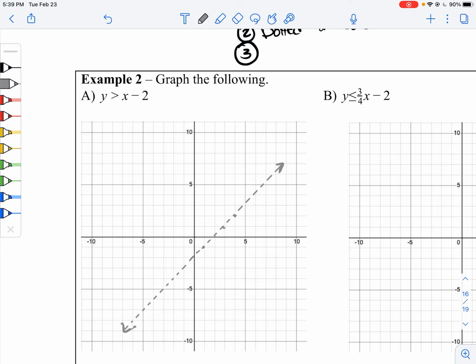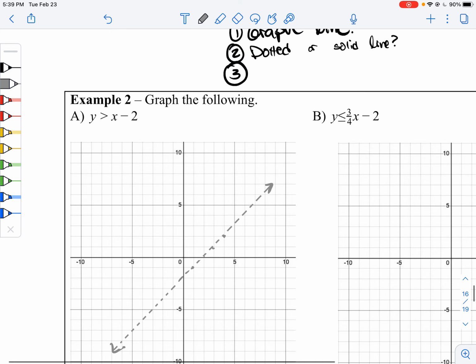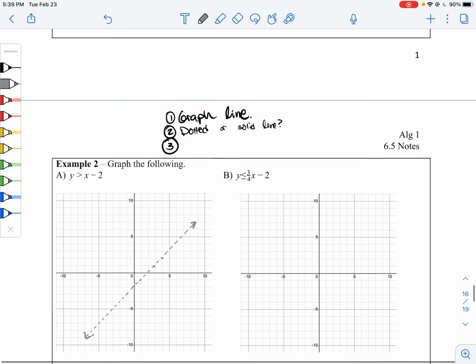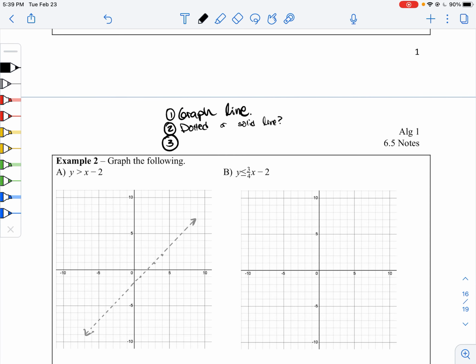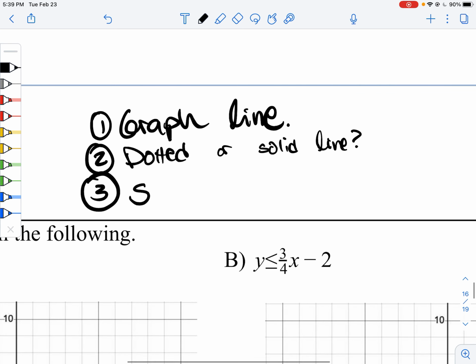Ta-da! And now we need to figure out what points actually do make this inequality true. So we need to test a point that will tell us what side of the line to shade.